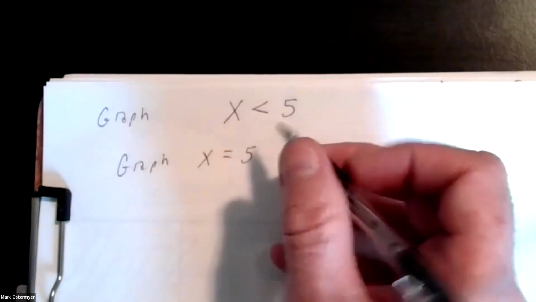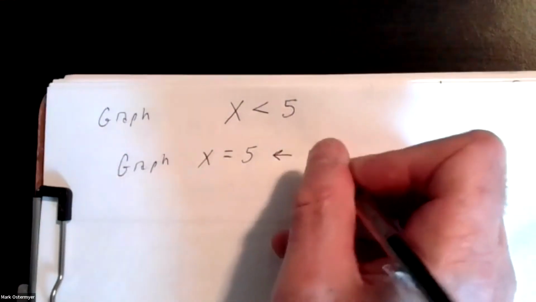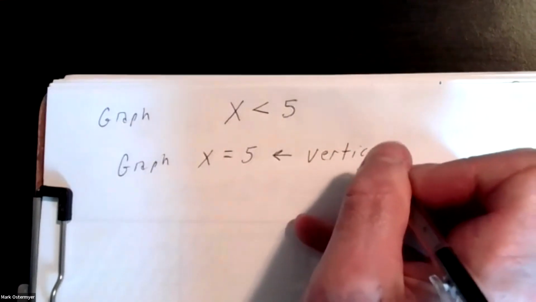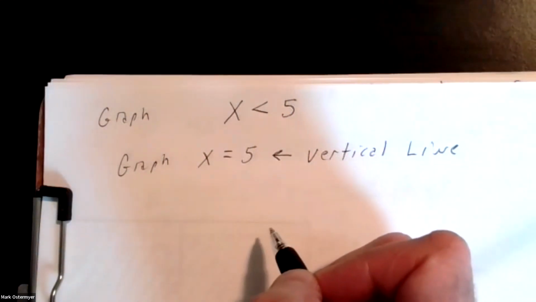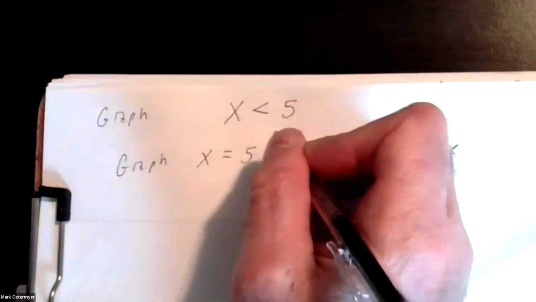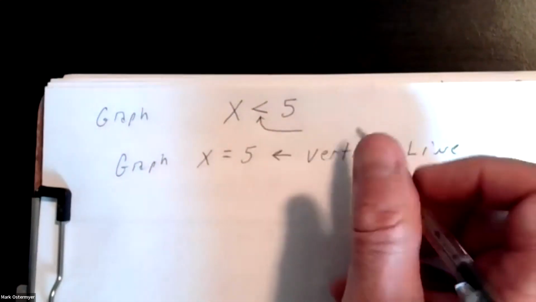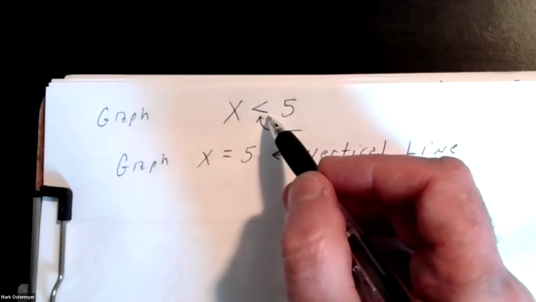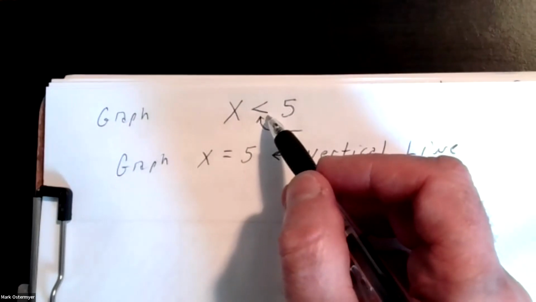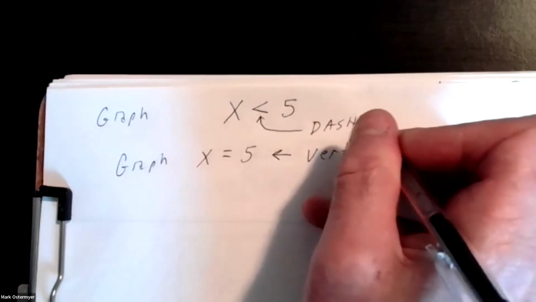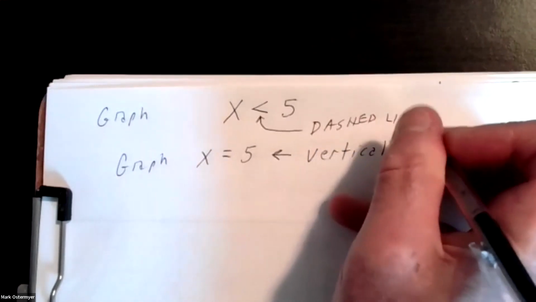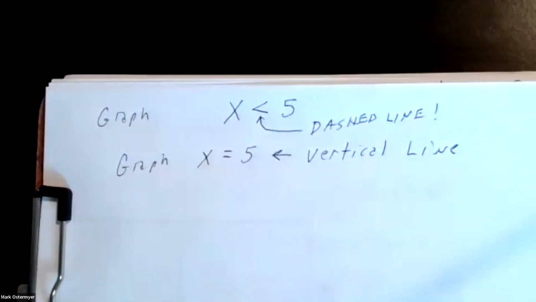Ladies and gentlemen, the graph of x equals 5 is going to be a what? A vertical line. And this vertical line is going to go through the x-axis at 5. Would I use a dashed or solid vertical line? Since I have the strict inequality of less than, where the equal sign is not part of the inequality, I will have a what? A dashed line. That's going to be a dashed line.